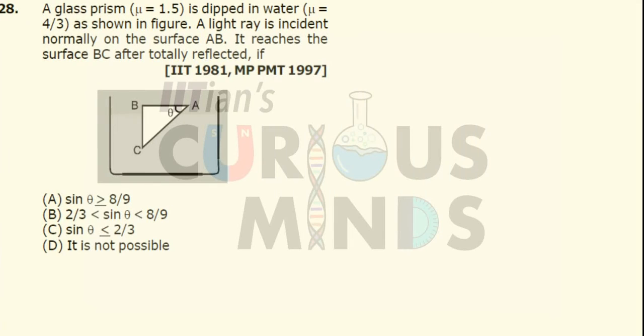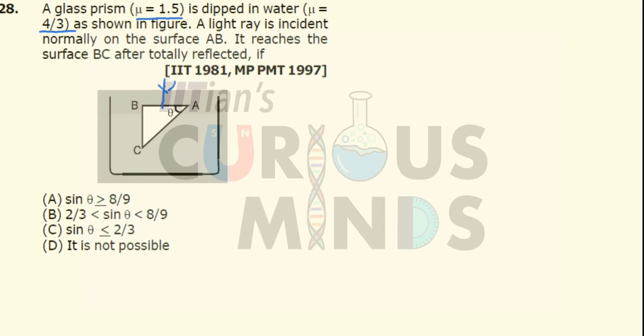A glass prism of refractive index 1.5 is dipped in water of refractive index 4/3, as shown in the figure. A light ray is incident normally on the surface AB. So it doesn't matter whether the light ray is originating from air or from water. Since it is passing normally, the angle of incidence will be equal to 0 degrees. So the angle of refraction will also be equal to 0 degrees.